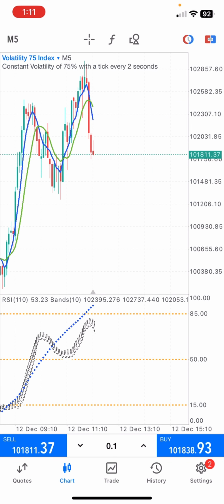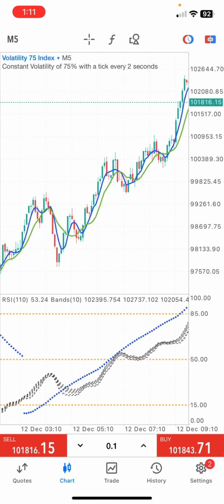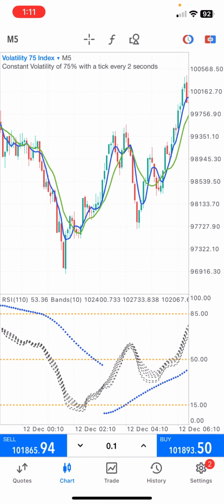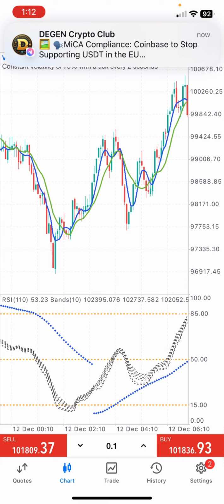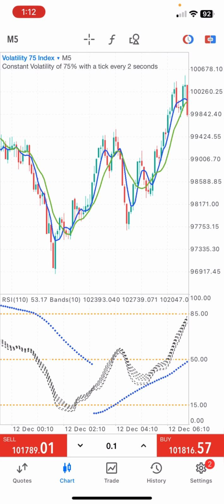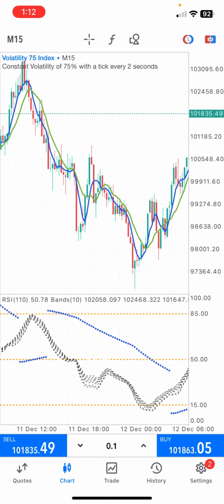Now let me explain to you guys the volatility indices as well. You have to remember something, guys. Sometimes the time frame might be different, which means that if you are using the 5 minute time frame on the volatility 50, you can be using the 15 minute time frame on the volatility 75. So it comes with different time frames, guys, and you have to understand that.